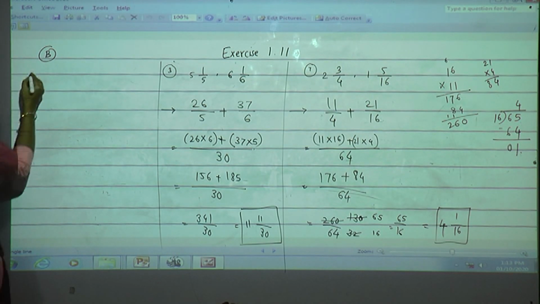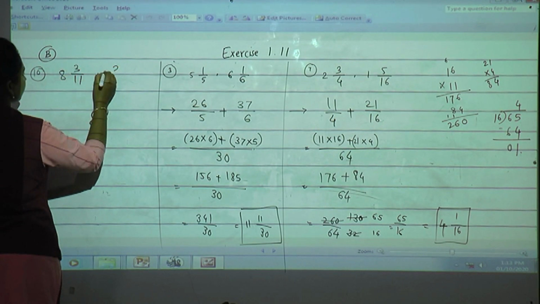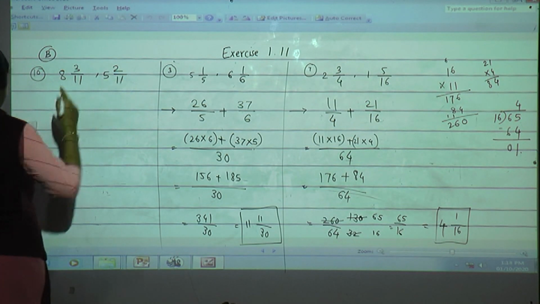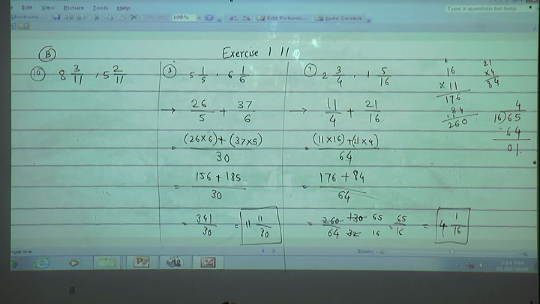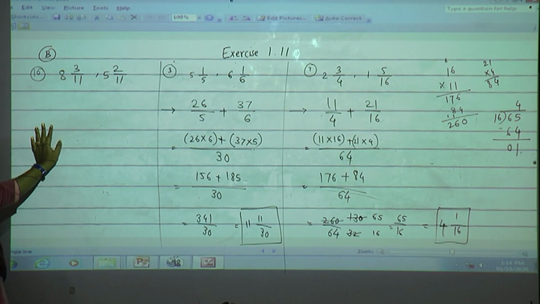Now we will solve the last, 10th one. Okay? 8 and 3 by 11, 5 and 2 by 11. Now same, mixed fractions are there. First we need to convert into improper fractions. Come on. 11 8s are 88, 88 plus 3. Yes? Am I doing correct? See, just observe the question properly, student.